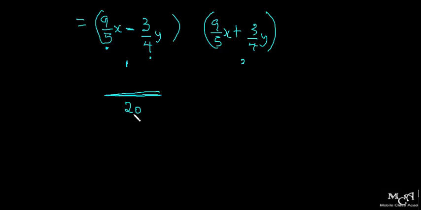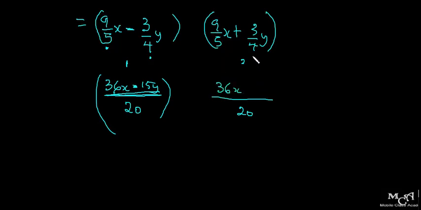5 goes in 20, that is 4. 4 times 9 is 36x, right? 4 goes in 20, that is 5. 5 times 3 is 15, minus 15y. Is that understood? We close this bracket. We do the same thing. Common denominator 20. 5 goes in 20, 4 times 9, 36. 36 what? x. This time around we have plus. 4 goes in 20, 5 times 3, we have 15. And we have 15 what?